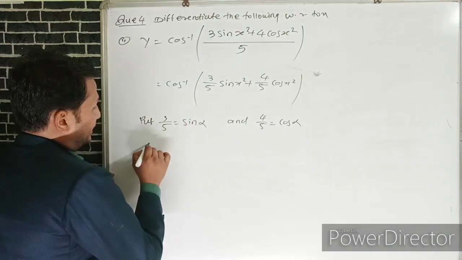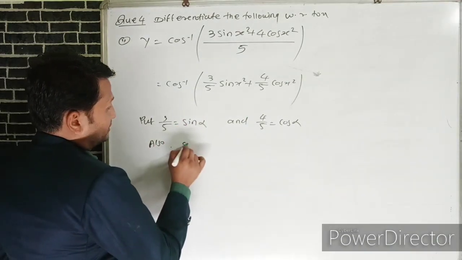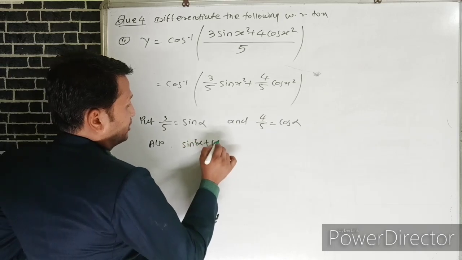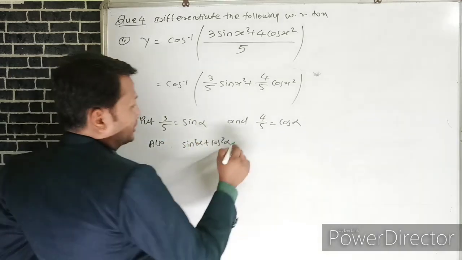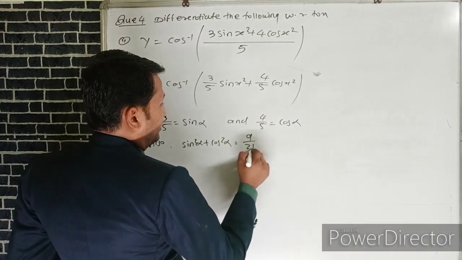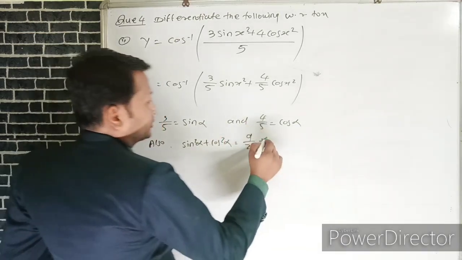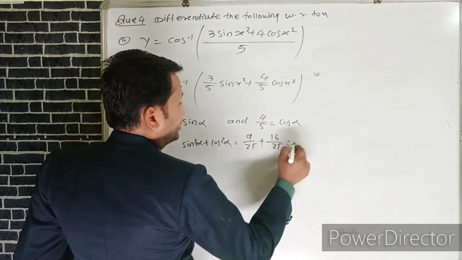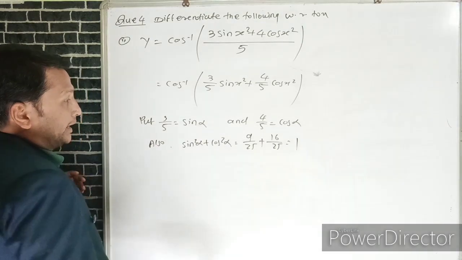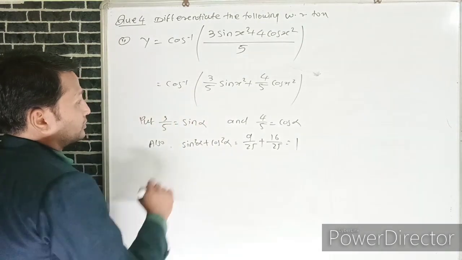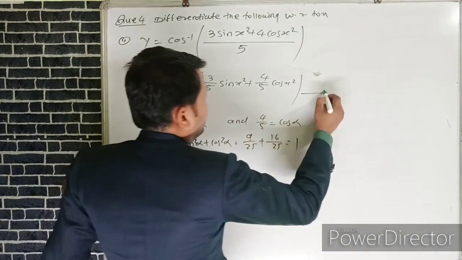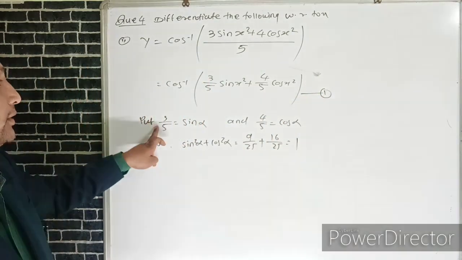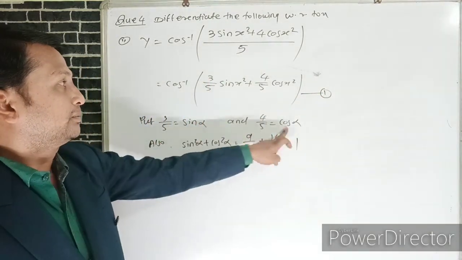We know that sin square alpha plus cos square alpha, sin square means 3 by 5 squared, which is 9 upon 25, plus cos square means 16 upon 25, is also equal to 1. Hence we can put 3 by 5 replaced by sin alpha and 4 by 5 replaced by cos alpha.